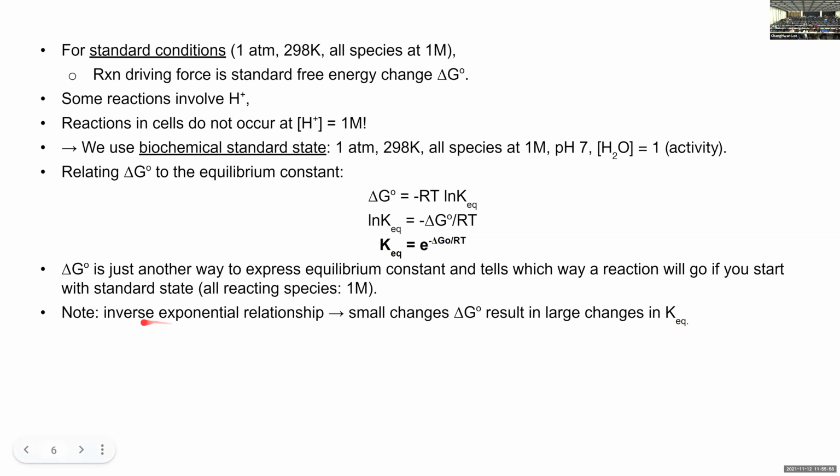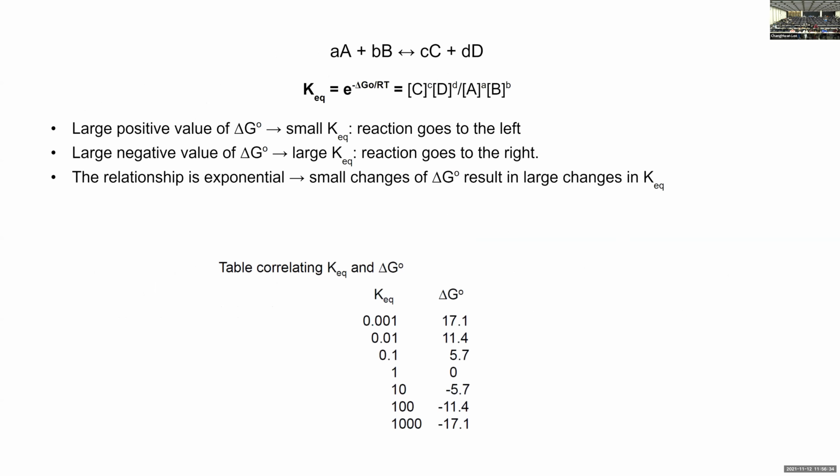Okay, and keep in mind that in this relationship, the delta G naught is located in the exponent with a negative sign. So they have an inverse exponential relationship, which means that only a small change in delta G naught will lead to a large change in KEQ, and that works in the opposite way too. So that means if delta G naught becomes negative, then KEQ will change in the positive way. So here's an example.